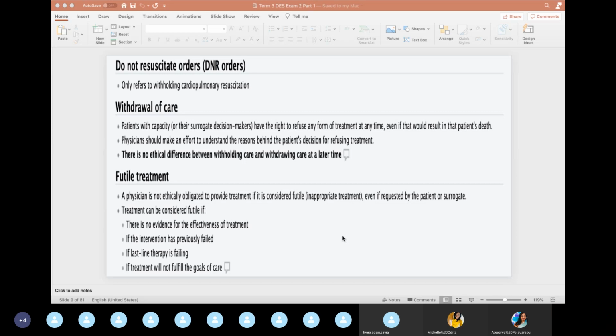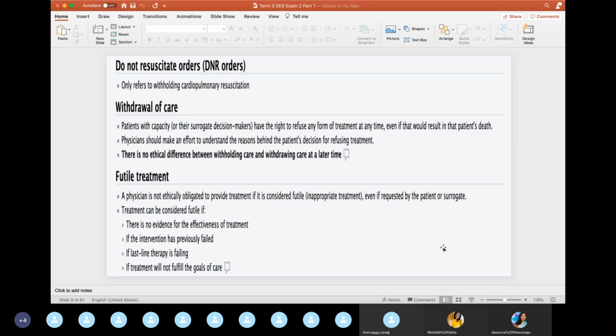And how am I going to assess if a treatment is futile? First, there's no evidence for the effectiveness of treatment. You've learned biostatistics, you've learned epidemiology, you've learned how to delineate good studies from bad studies, right? It should be RCT, randomized controlled trials. It should be double-blinded at least. The intervention has previously failed, or the last line therapy is failing, and if treatment will not fulfill the goals of care.